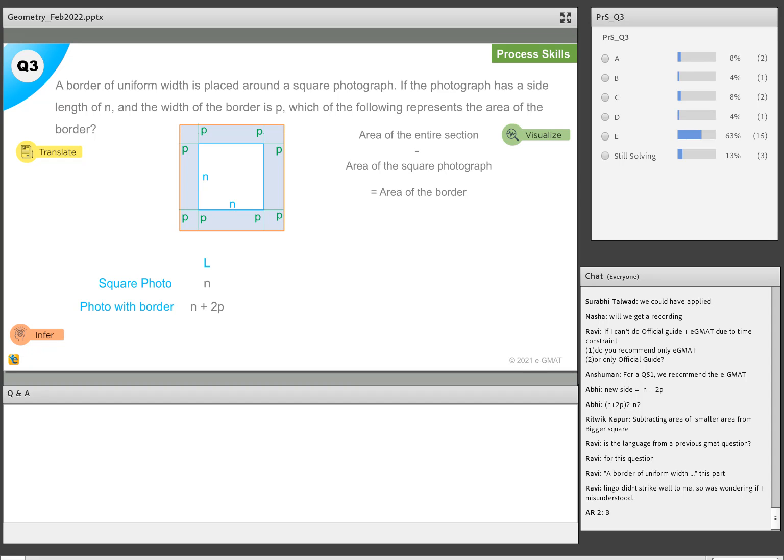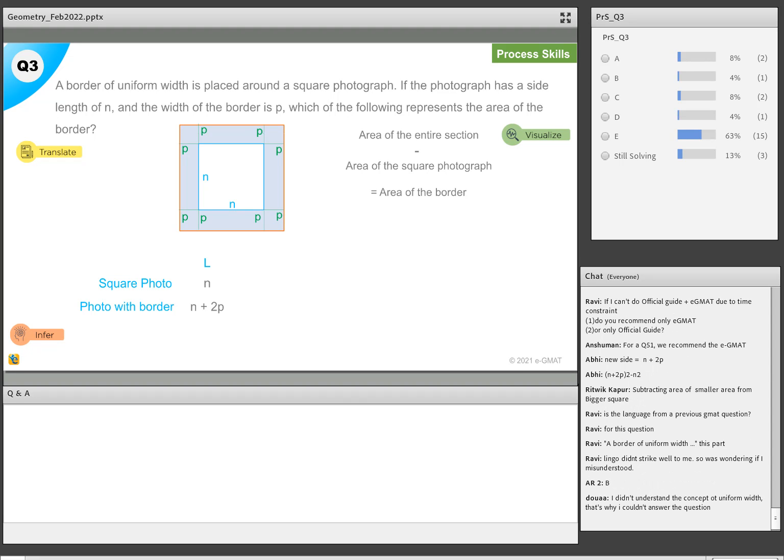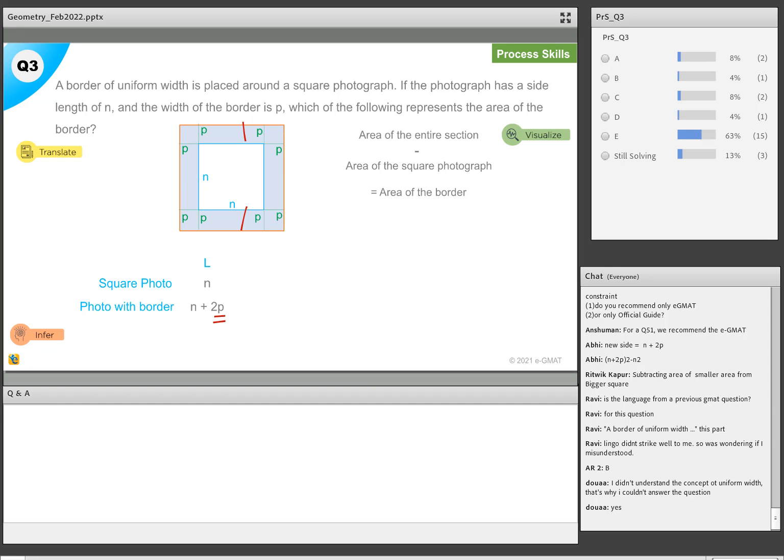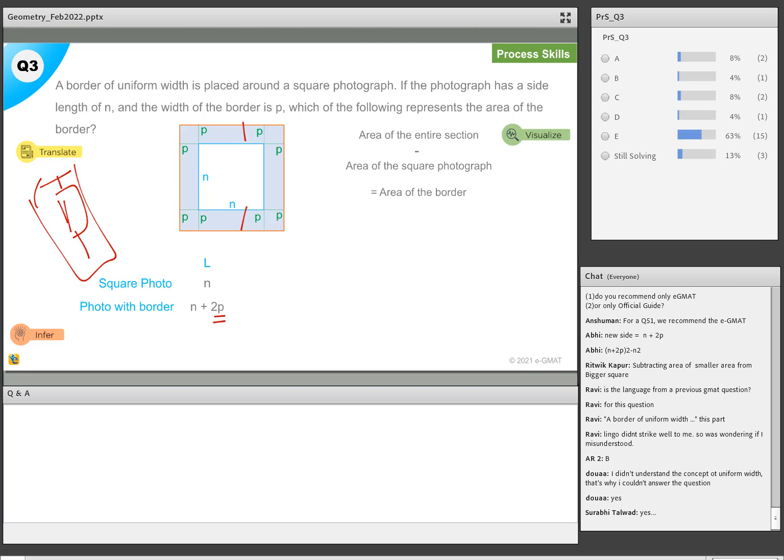A lot of times the silly mistake that students commit here is instead of saying n plus 2p, they forget that you have to count both sides. Sometimes we just say n plus p. Do you understand the concept of uniform width now, given this explanation? Otherwise it would not be the case, right? If the width was this much on this side and this much on this side, it would not be uniform width. That width is not uniform anymore.